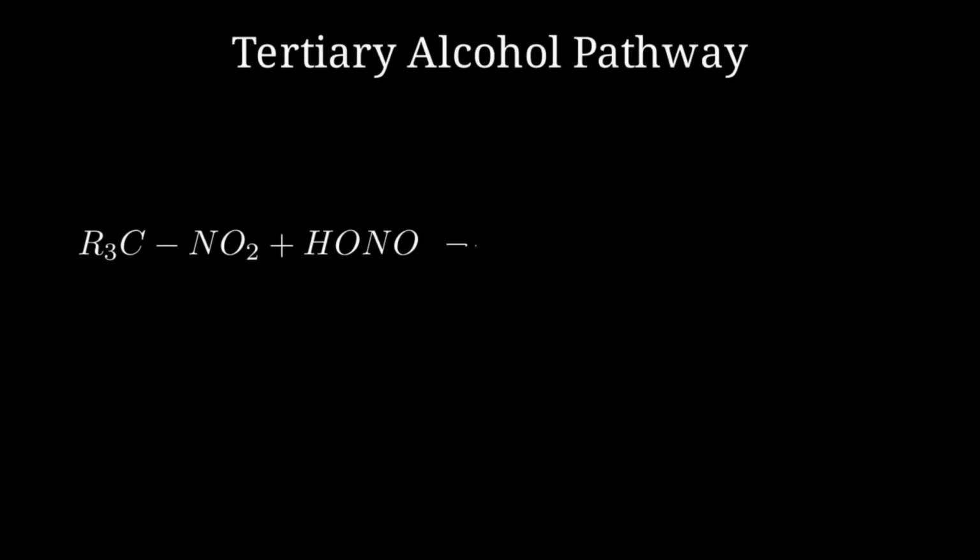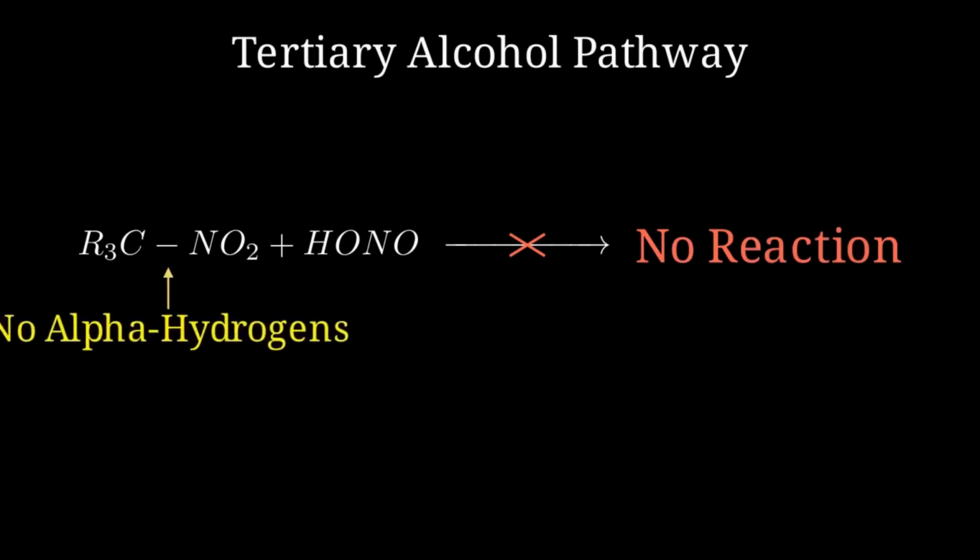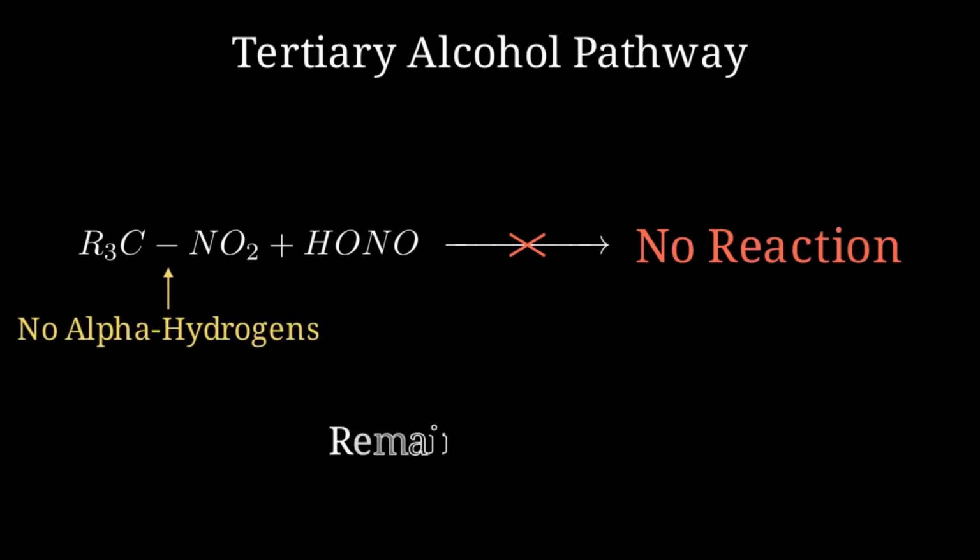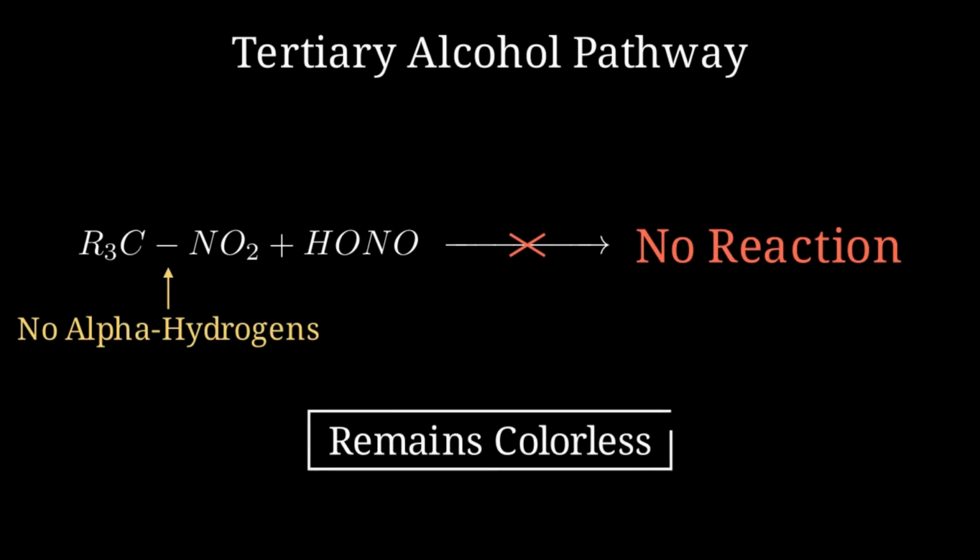Tertiary alcohols are the simplest to identify in this test. Because the nitroalkane derivative has no alpha hydrogens, it cannot react with nitrous acid at all. The solution remains unchanged and colorless throughout the remainder of the procedure.